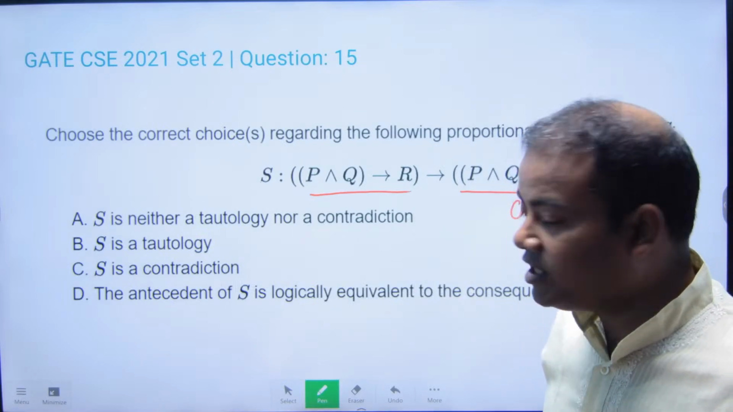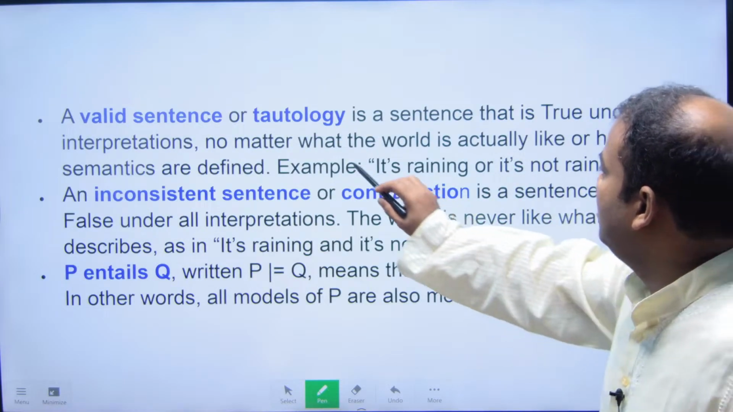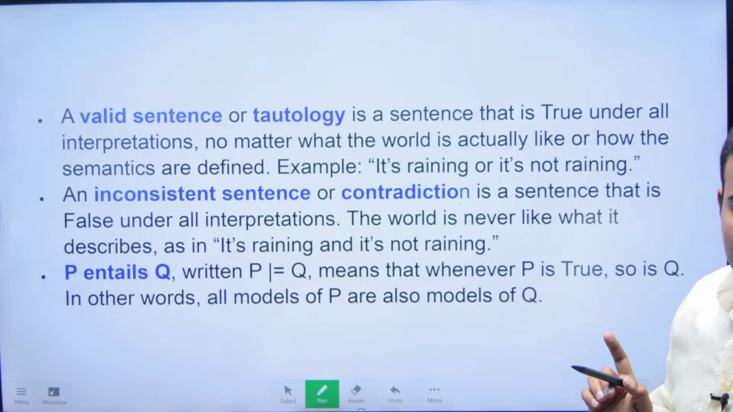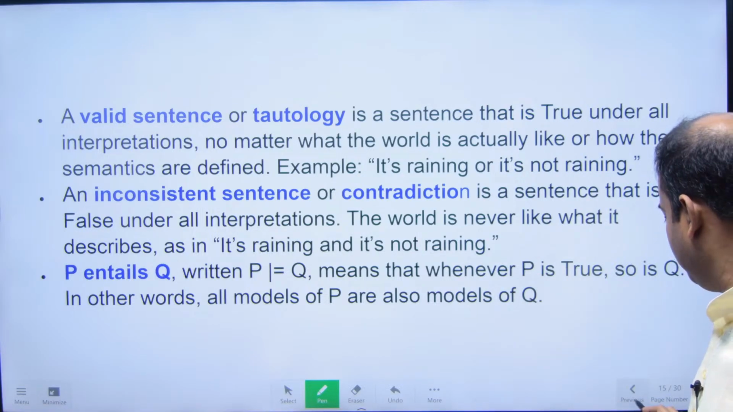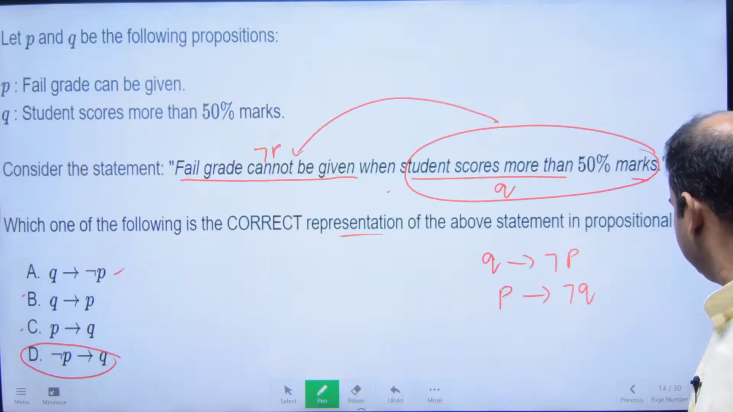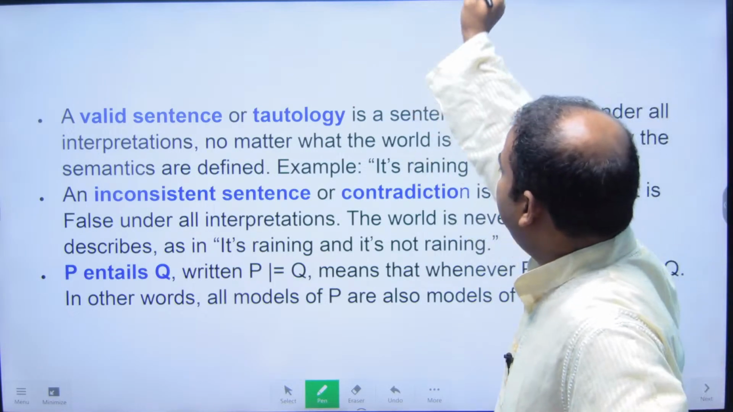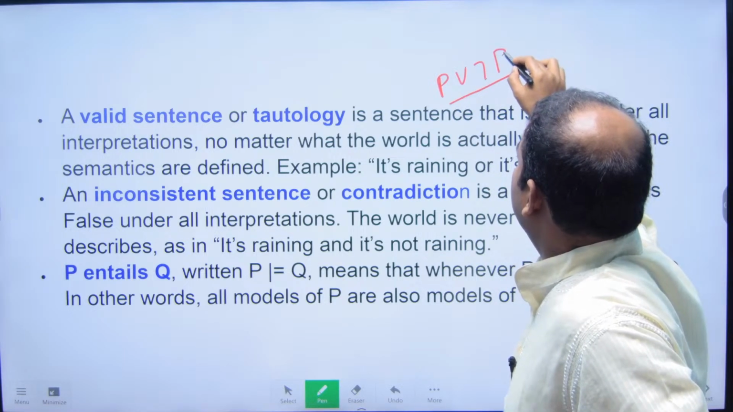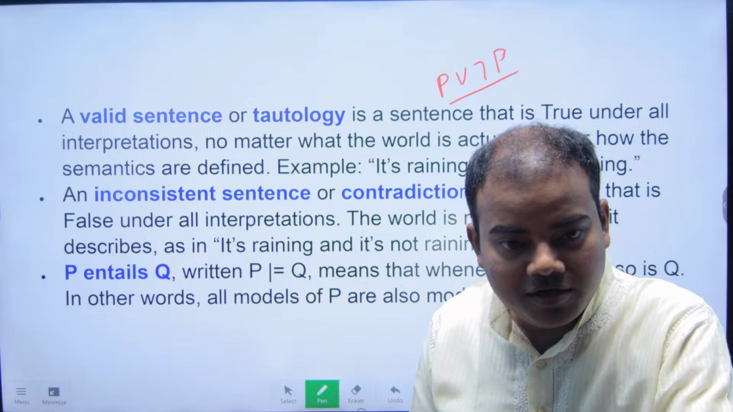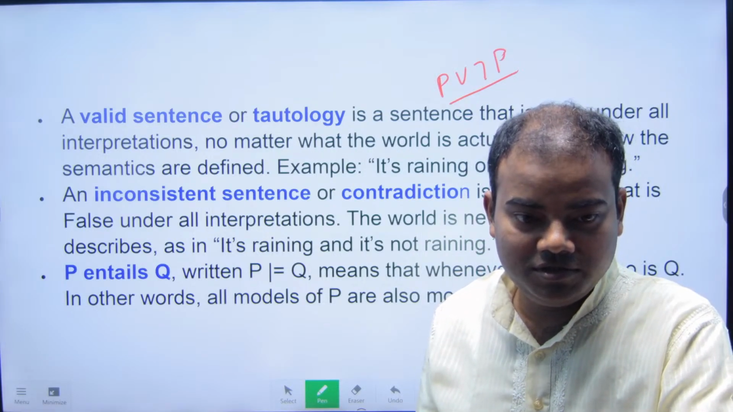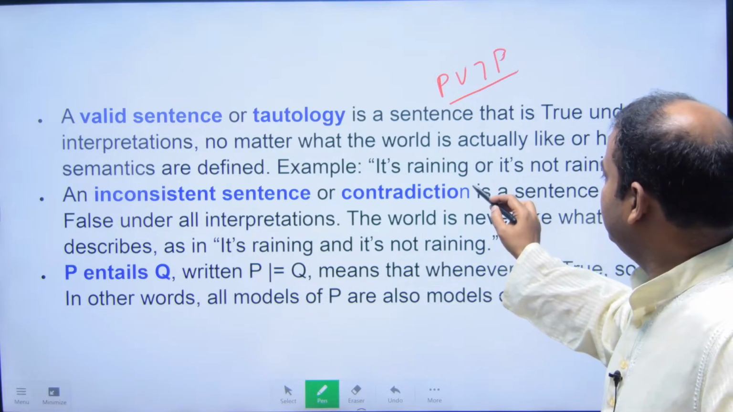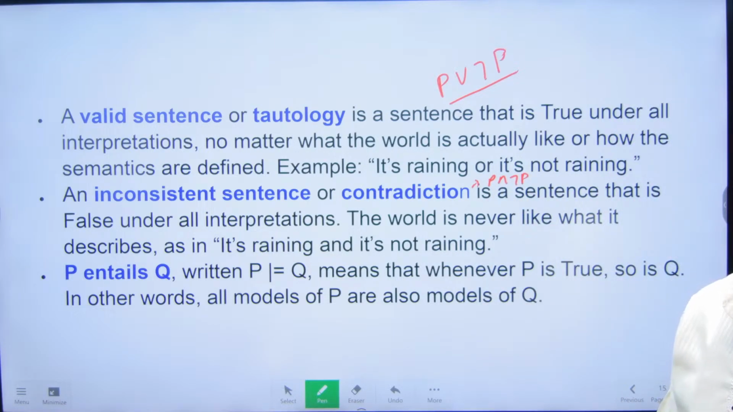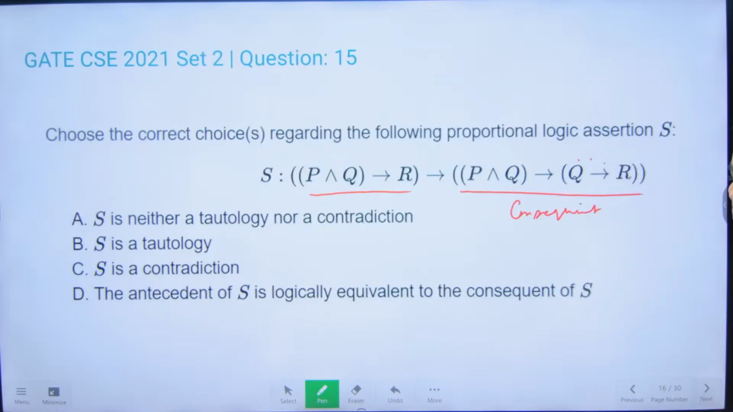Tautology and contradiction we have seen. What is a tautology? A tautology is a sentence that is true under all interpretations, means everything is true. Contradiction means everything is false. So for example, P or not P: this is what? Always true, so that is a tautology. Similarly, what is a contradiction? P and not P. So this is a contradiction. Okay? Now come to this question.